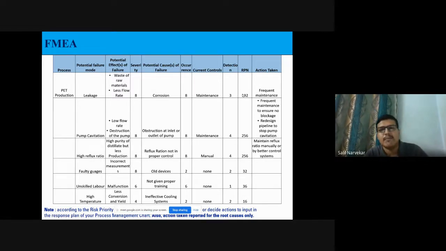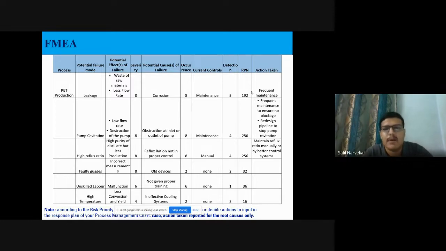In our case, because we were assuming all the data, we assumed such data that the risk priority numbers of these three root causes would be the highest, and for each of them the potential solutions were highlighted. So we thought of a potential failure mode of a leakage. A control for that was maintenance, and the solution that could be taken was frequent maintenance.